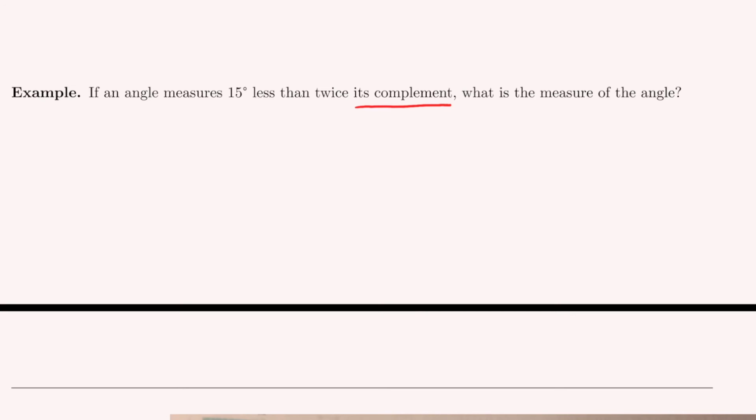Now in this case, we're dealing with some unknown things. We know if we're dealing with a complement, there's two angles that add to be 90 degrees. We don't know the measurement of either angle. So when things are unknown, let's start to give some labels so that we can talk about it. The angle we're looking for is x. Its complement, so the possessive, x's complement, let's call y. And now we need to translate this phrase into an equation. So x measures, so x is the idea of equals, 15 less than twice its complement.